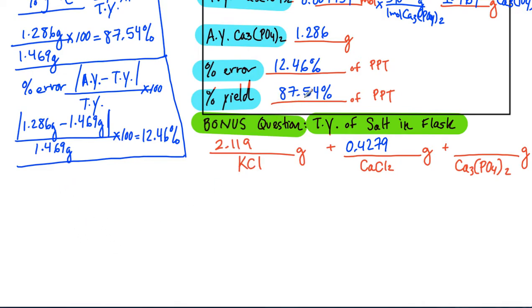So if I had an 87.54% yield, what that means is I have 0.8754 times my theoretical yield. And the theoretical yield is right here. The computer's getting a little bit slow, but it was 1.469 grams of calcium phosphate.